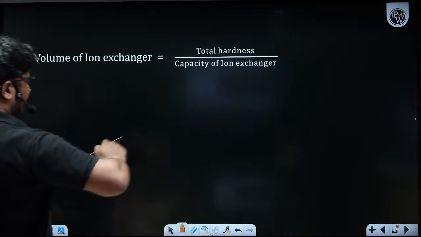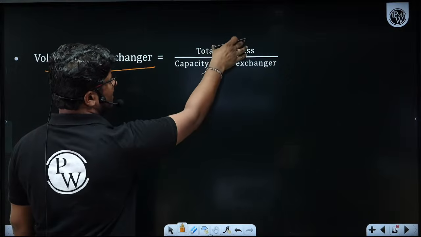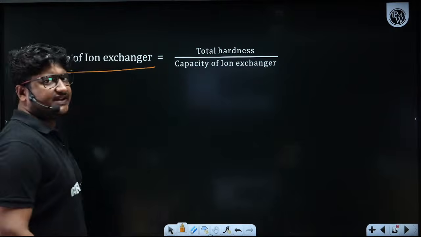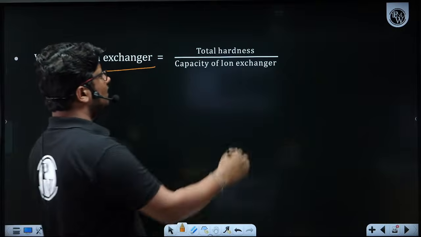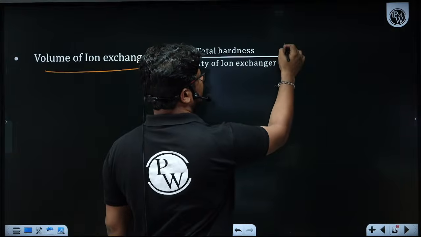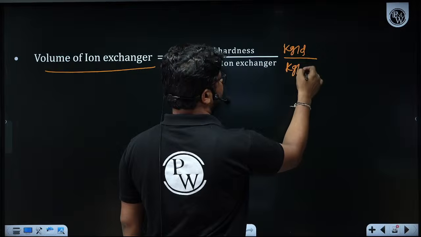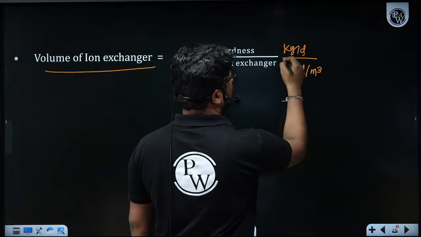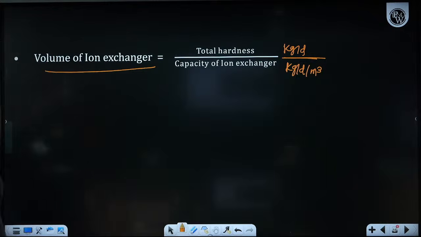Now, if you want to find out the volume of ion exchanger, you can simply take the total hardness value divided by the capacity of the ion exchanger. Simply divide the values; the hardness will generally be in kg per day, and the capacity in kg per meter cube. If you divide this, you will get the volume of the ion exchanger.